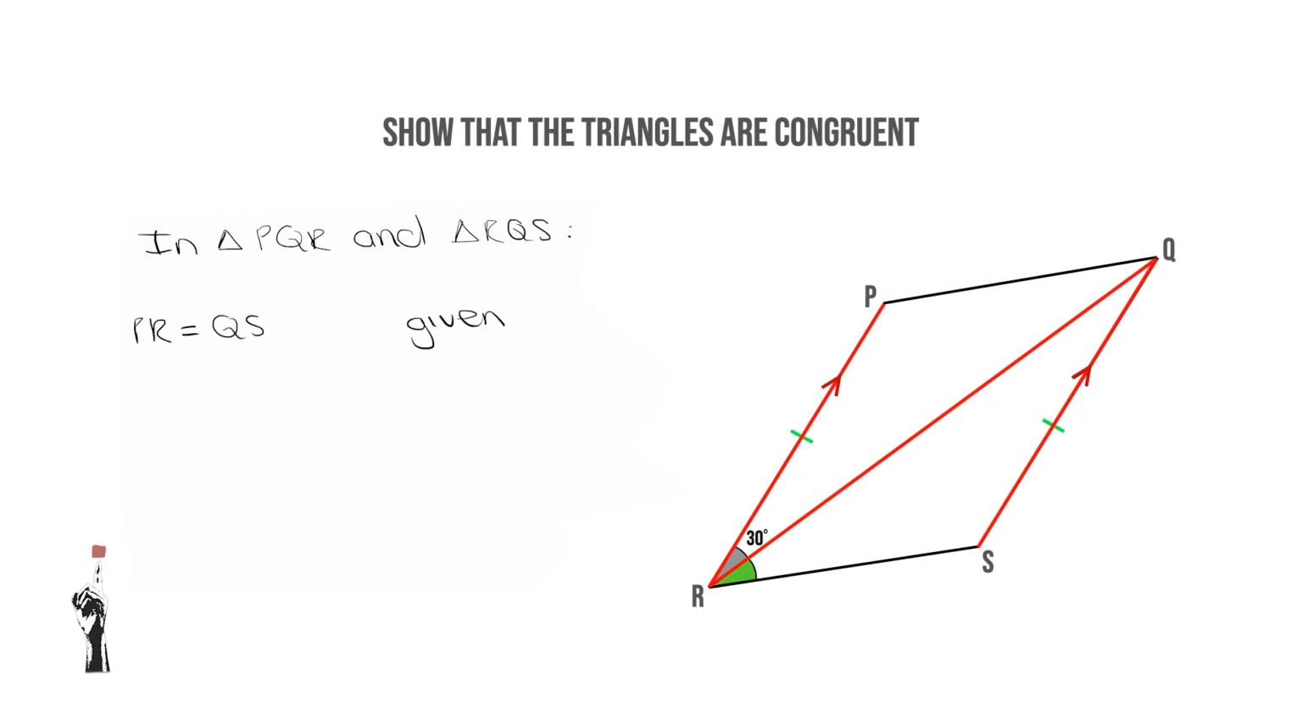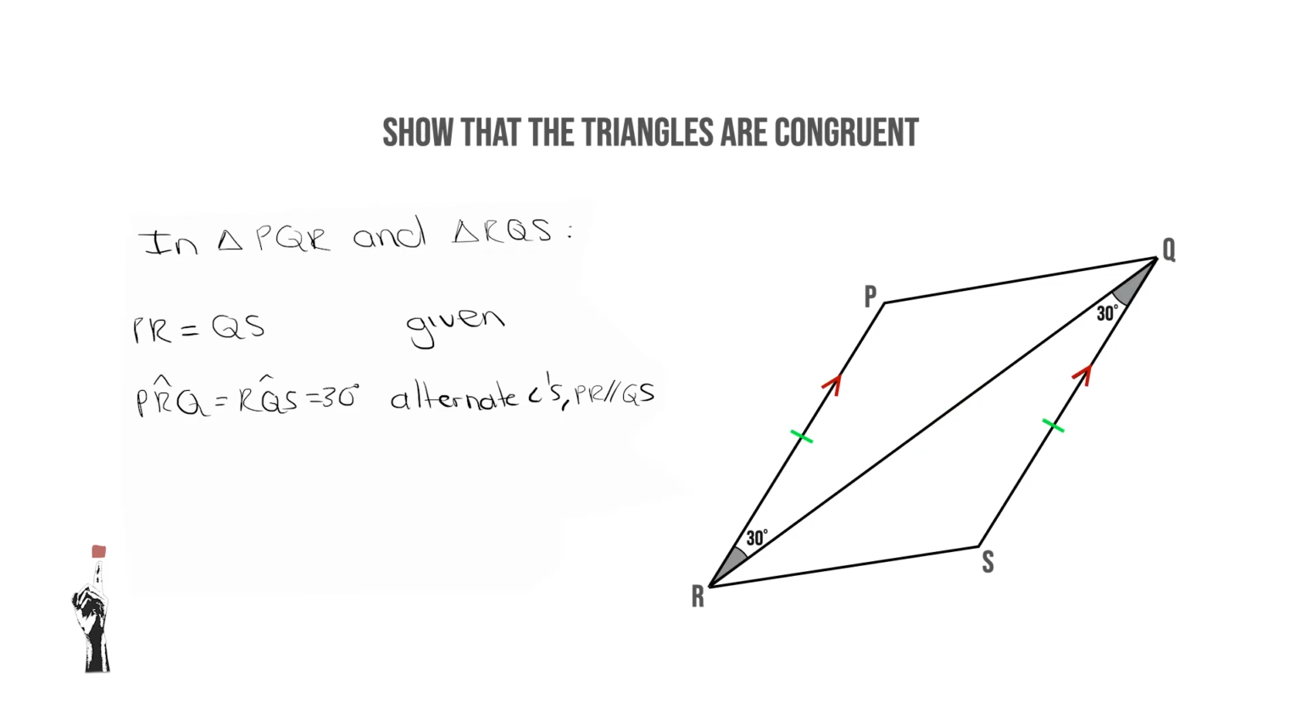Therefore, if you say angle R, we don't know which angle you are referring to. Therefore, I write that angle PRQ is equal to angle RQS, with it being 30 degrees. And my reason is alternate angles, with my parallel lines PR being parallel to QS.